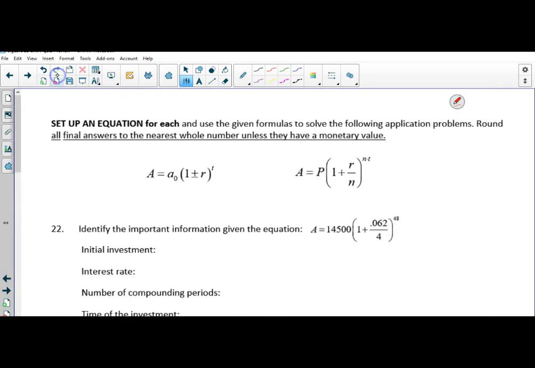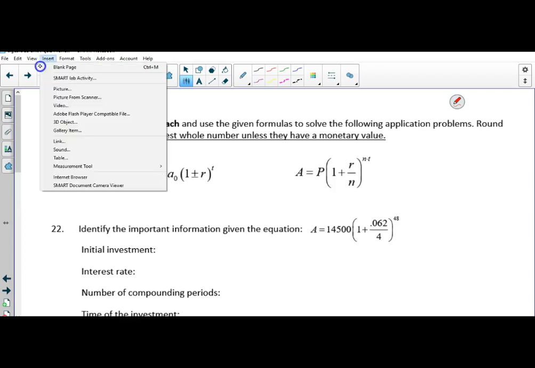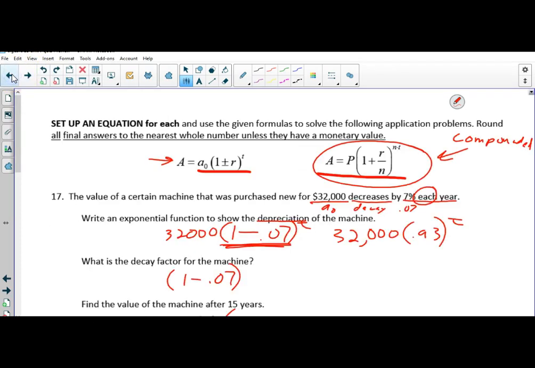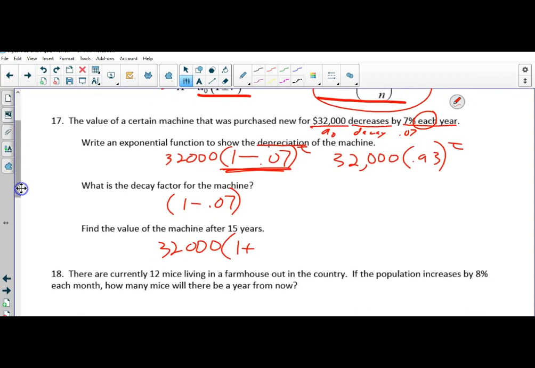The board keeps going off. Try this again. Let's use the regular old eraser. How about that?